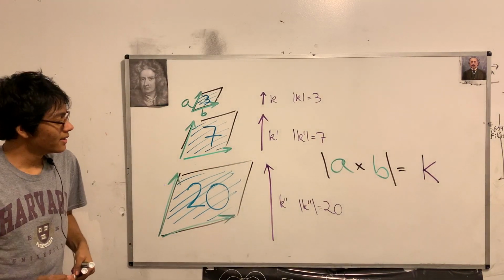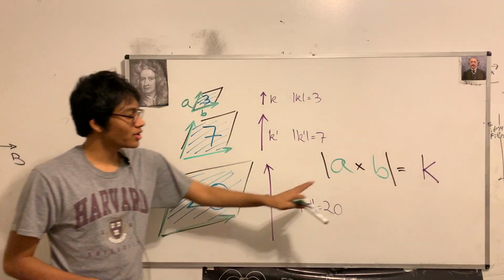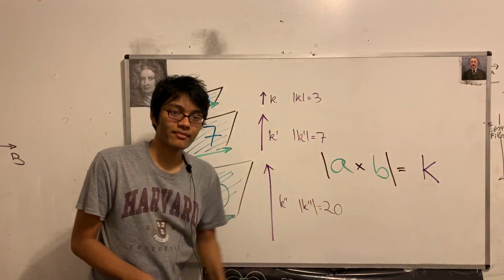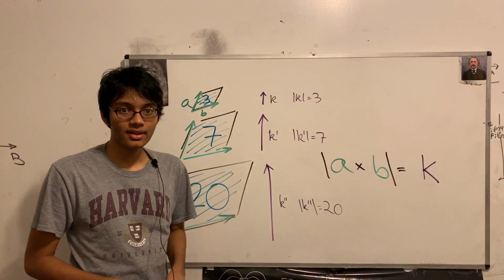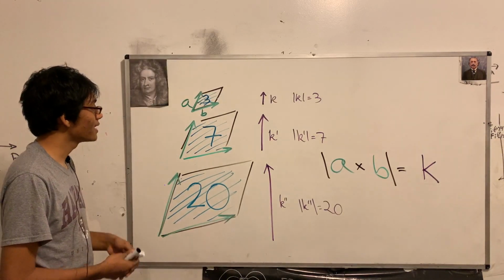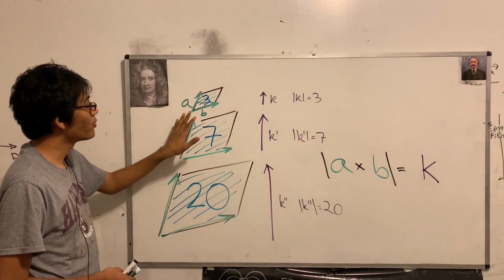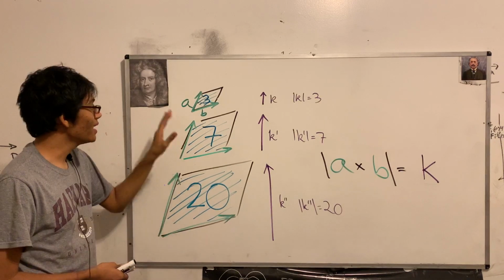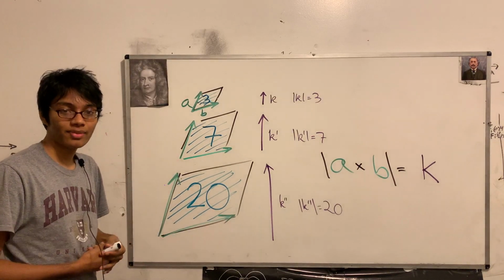Okay? Now, this operation has a very nice name called the cross product. And the cross product is going to give you, just like we want, it's going to tell us the area formed by two vectors, the area of the parallelogram spanned by two vectors.